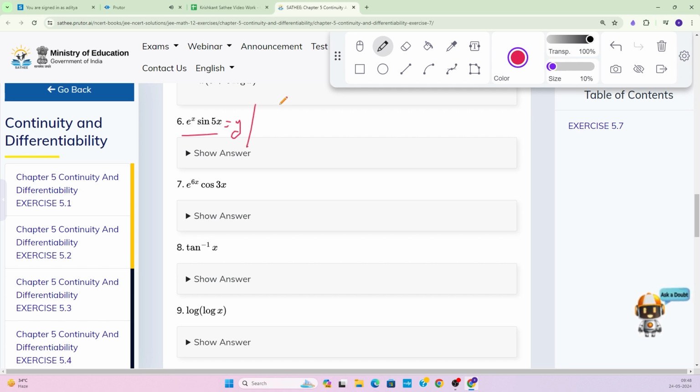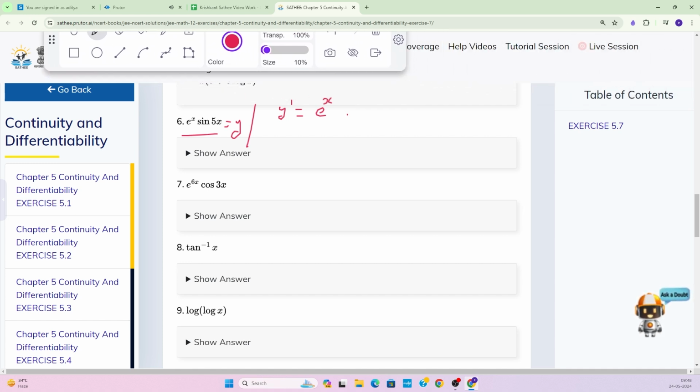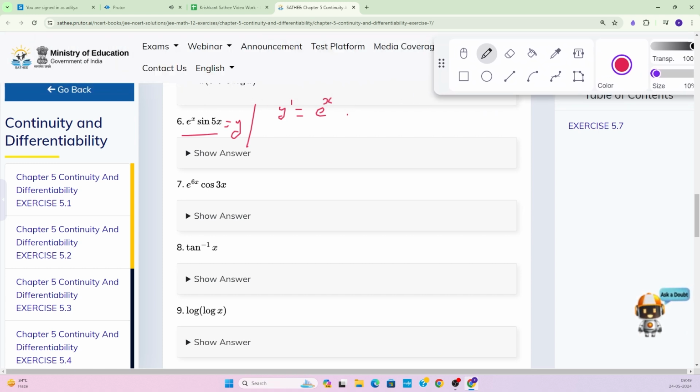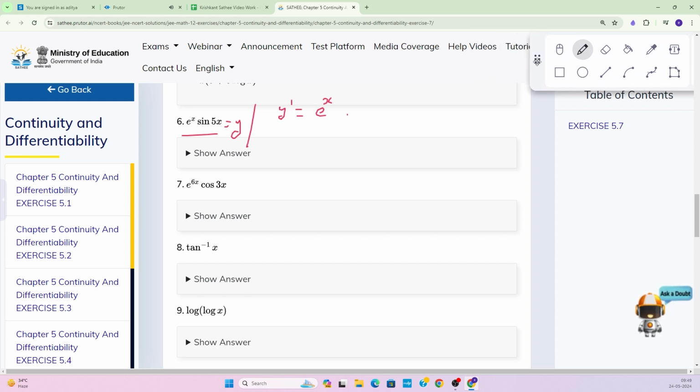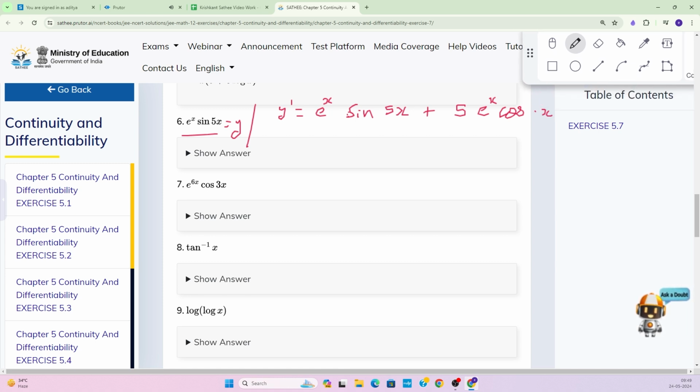Now y first derivative will be just e^x sin 5x. So let me just put this thing over here. Okay, so e^x sin 5x, now plus this will be 5 e^x cos 5x. Okay, cos 5x. And now again differentiate it.